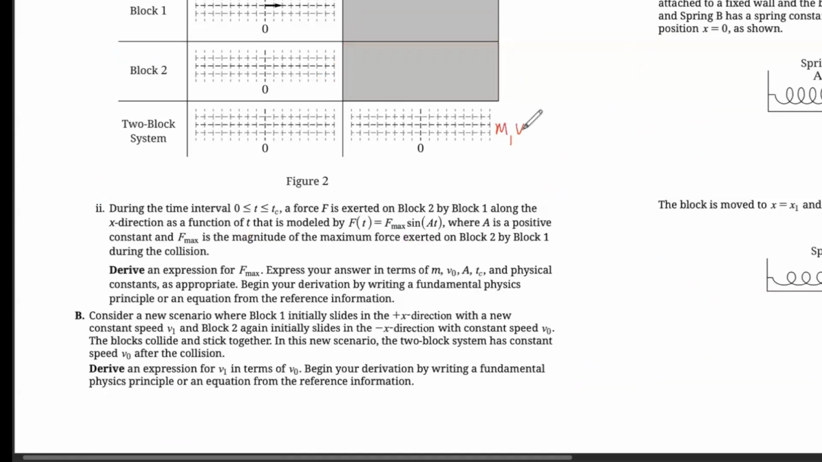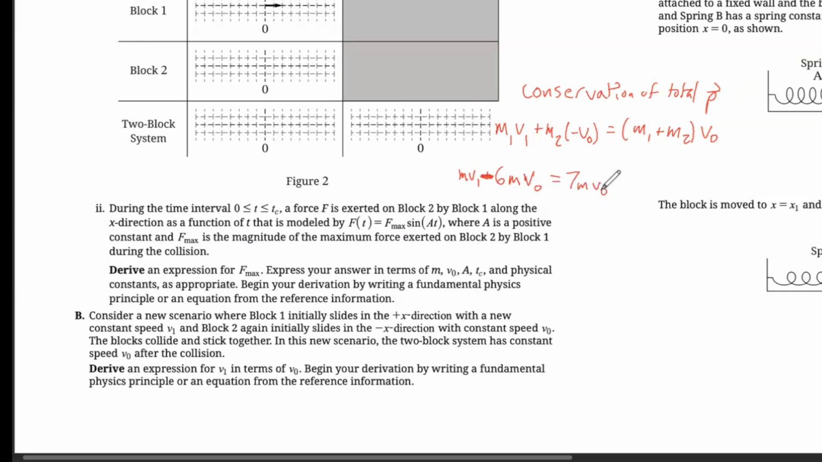So you'd have m1 v1 plus m2 times negative v0 is equal to m1 plus m2 times v0. And where does that come from? That comes from conservation of total momentum. So then that tells us that you have mv1 plus 6m times negative v0 is equal to 7m v0. So this actually does give us something. So v1 has to equal 13 v0 then.